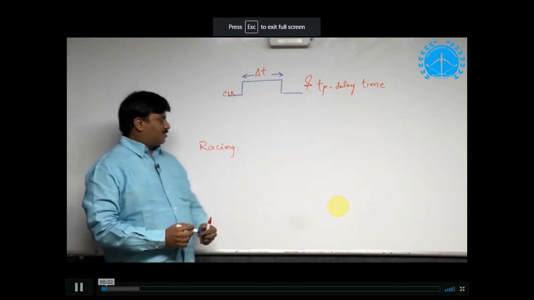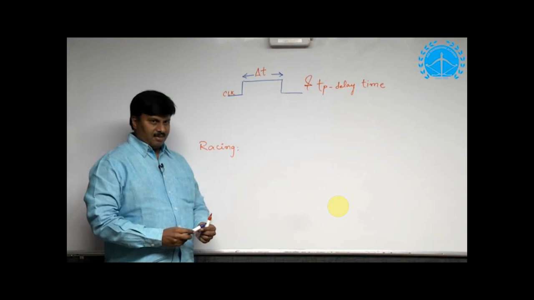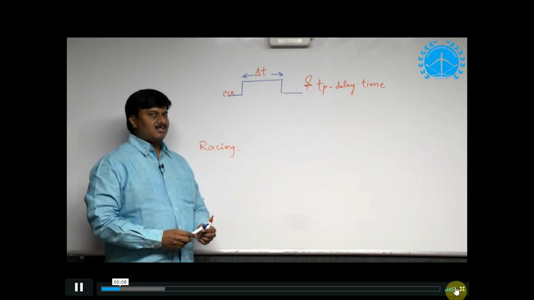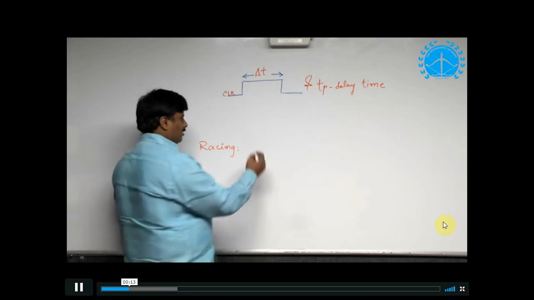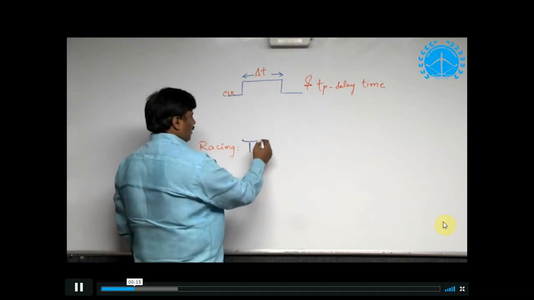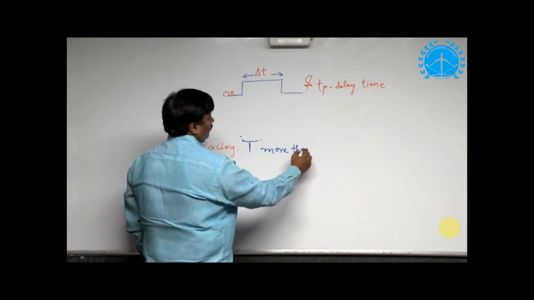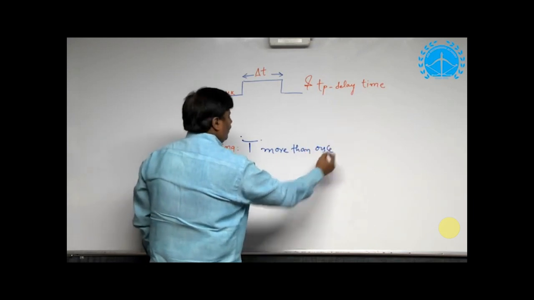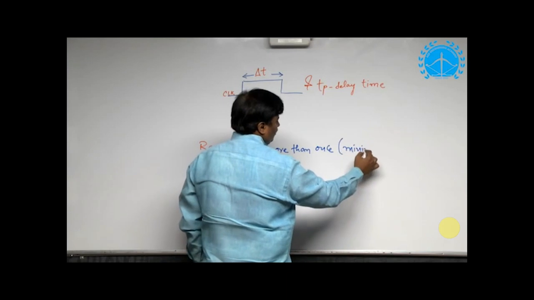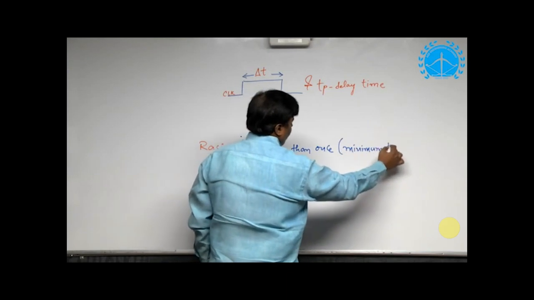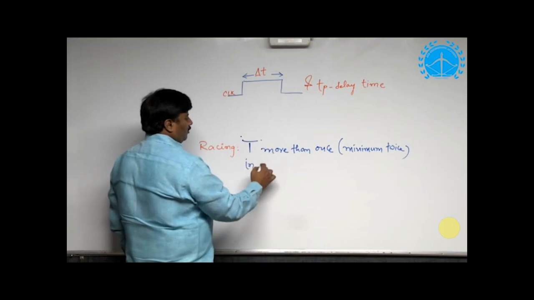Let us solve this question by starting from the definition of racing. When you define the word racing with respect to sequential circuit flip-flops, we can give the best definition as: racing is toggling more than once. Is it not minimum twice, the meaning of more than once? Minimum twice in a single clock.